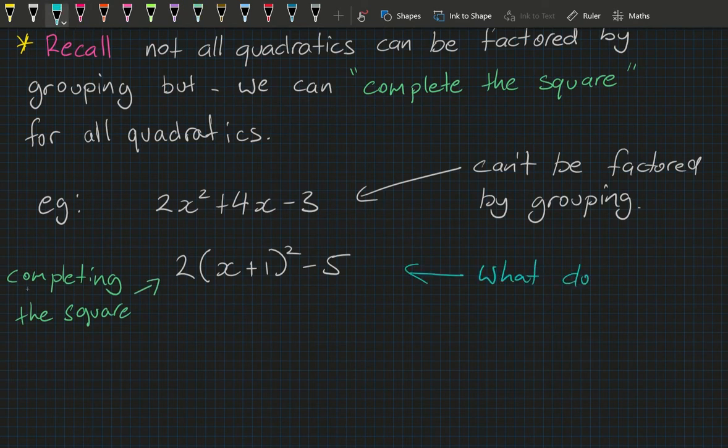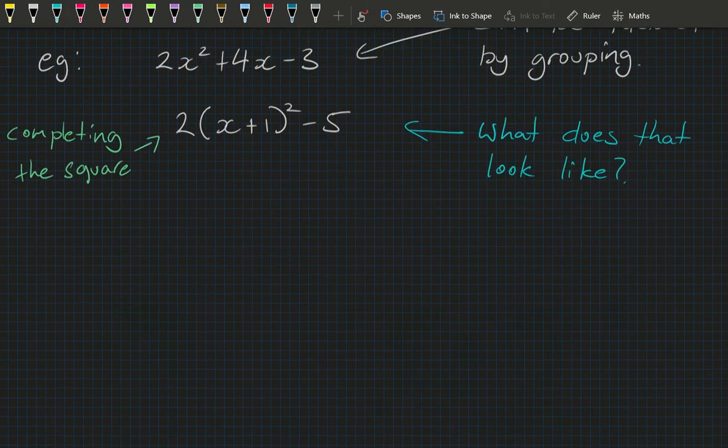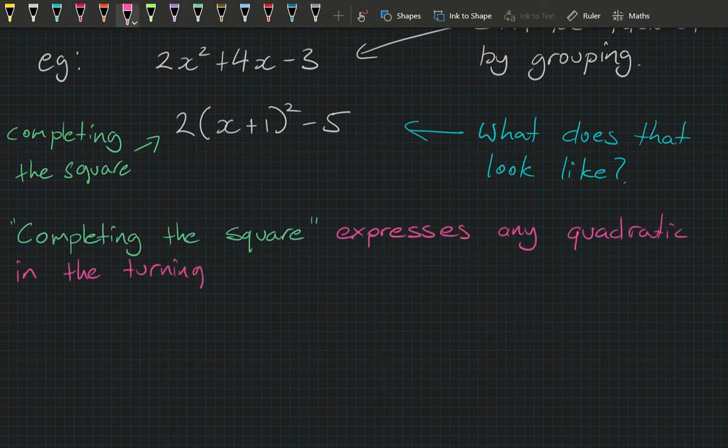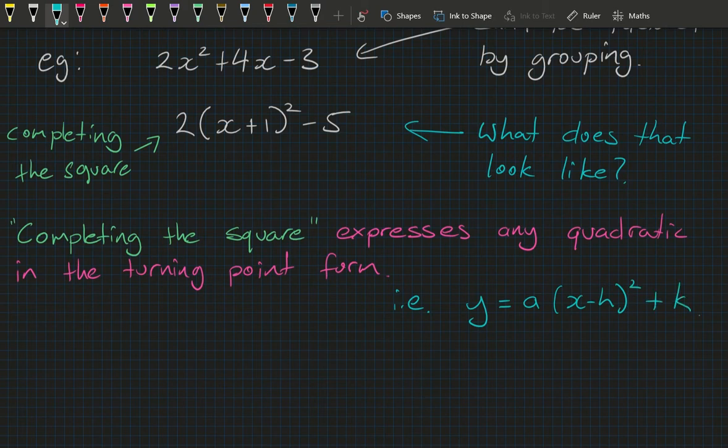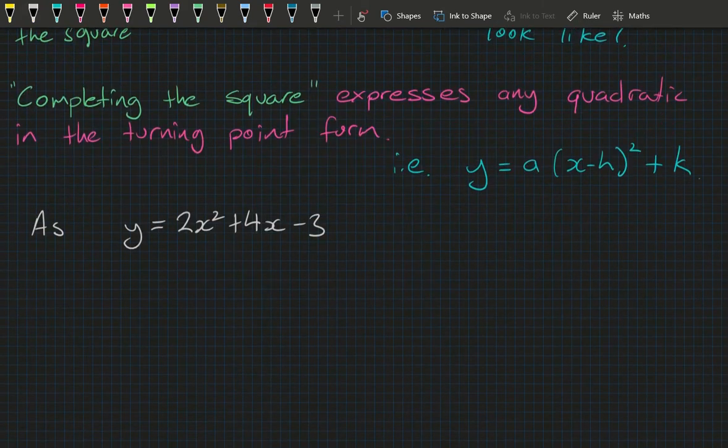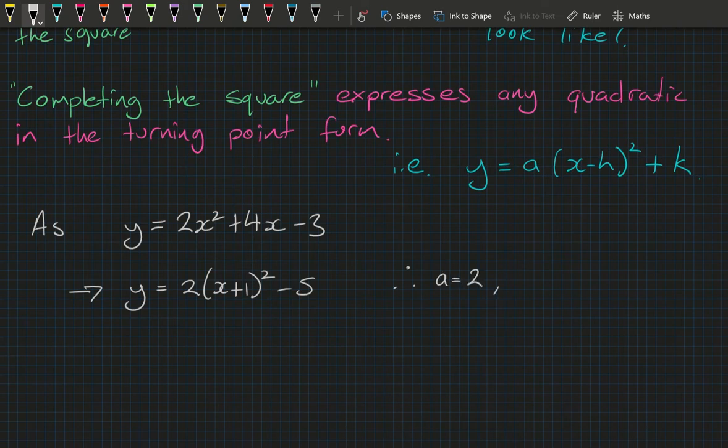Now I'm going to ask you a question. What do you think that looks like? Well, it turns out that completing the square will allow you to express any quadratic in the turning point form: y equals a times (x minus h) all squared plus k. So y equals 2x squared plus 4x minus 3 becomes y equals 2 times (x plus 1) all squared minus 5, and that's just doing what we did above. Therefore, a is equal to 2, h is equal to minus 1, and k is equal to minus 5 as the constants in that turning point form.